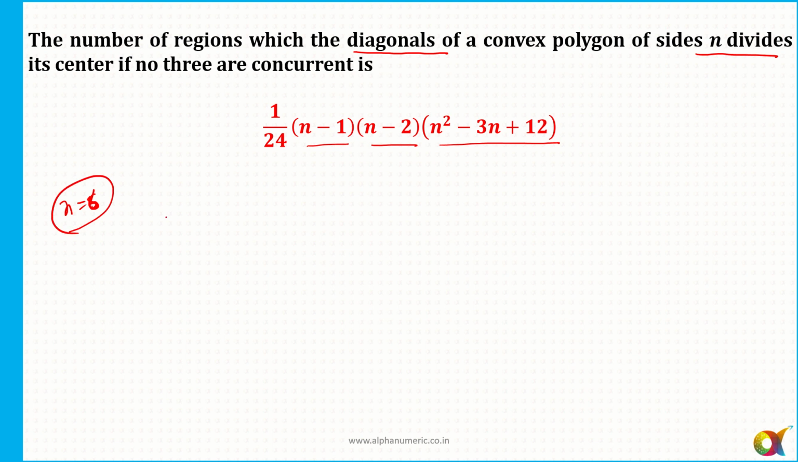So for example, let's say n is equal to 6, we have seen this for the hexagon. So my answer will be 1 by 24 into 6 minus 1, which is 5, into 6 minus 2, which is 4, into 6 square minus 3 into 6 plus 12.